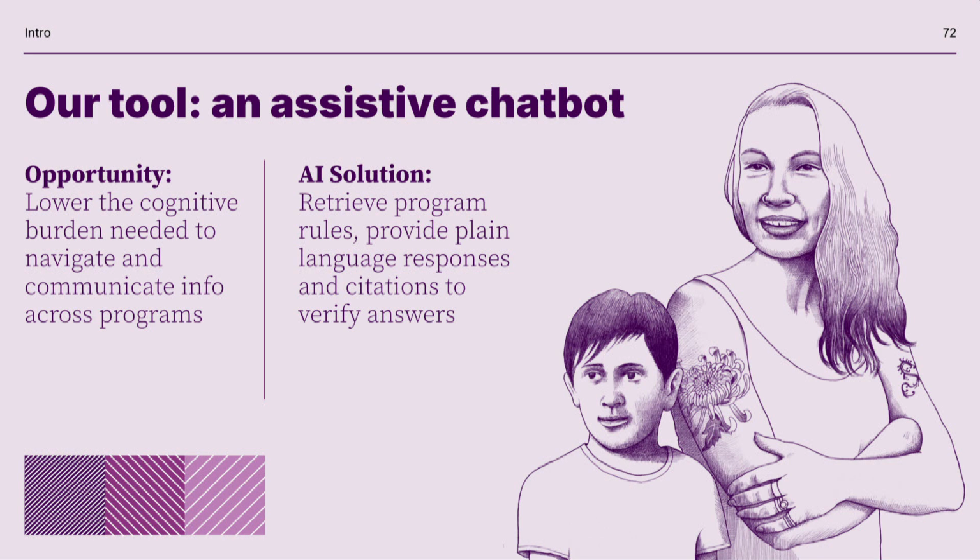So like I said, our tool is a RAG, retrieval augmented generation assistive chatbot. And the opportunity here is really about lowering the cognitive burden that you need in order to navigate all those programs, especially when you're in the moment, either on the phone or speaking to someone across the table. So the AI solution there is, again, the chatbot to go through those rules, provide plain language responses, and our kind of flavor is really exploring the idea of citations. So if you want to look up more, how do you give people the ability to verify the response?